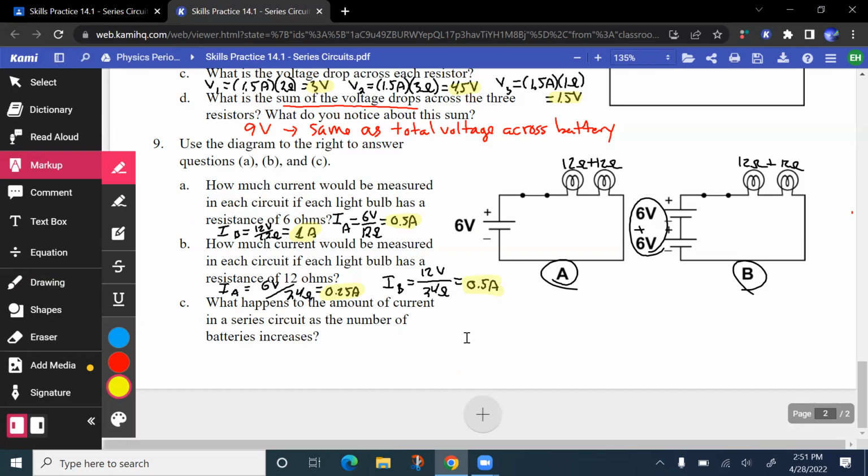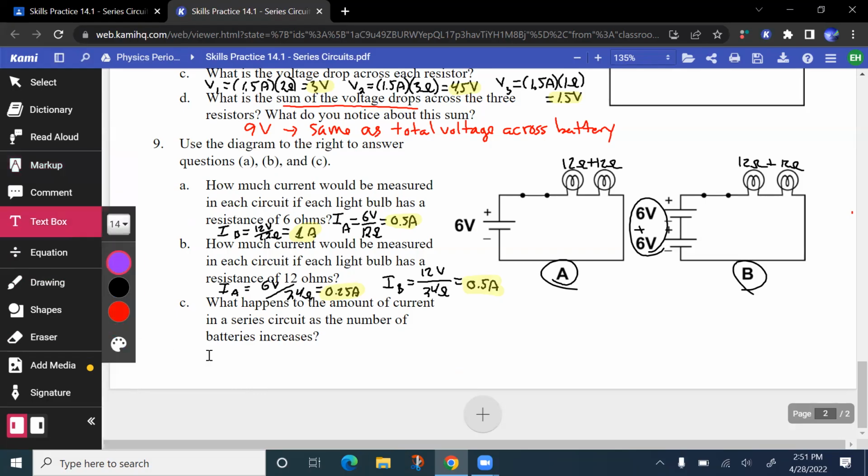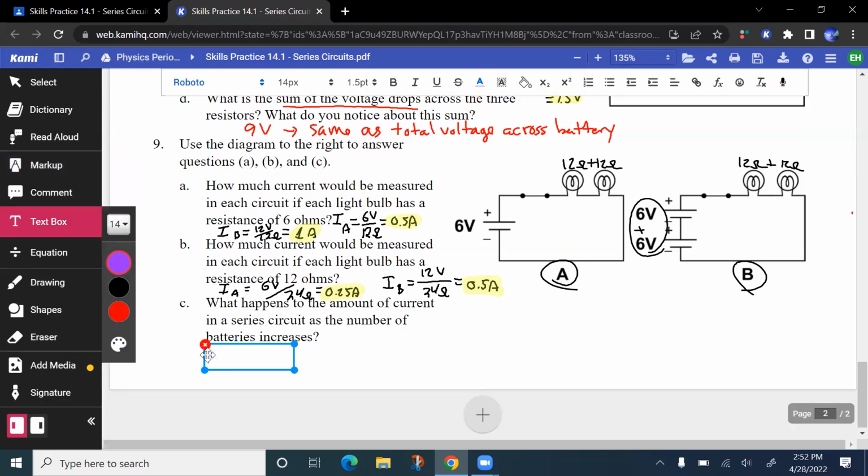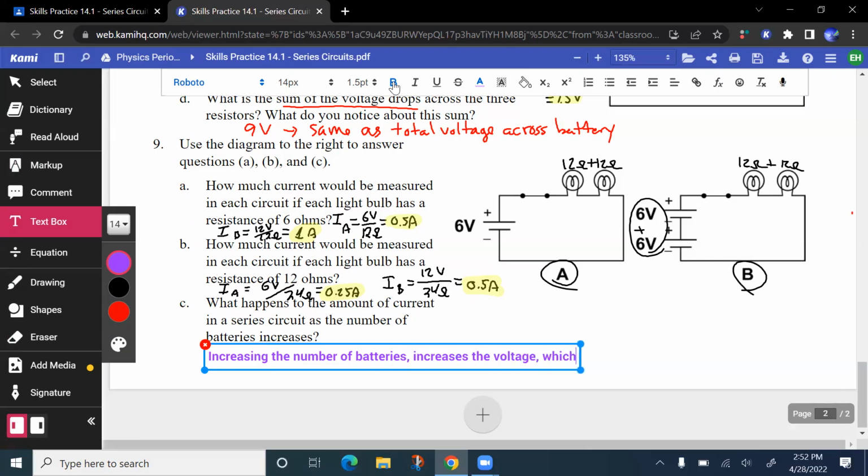Okay, so let's summarize that for part C. What happens to the amount of current in each circuit as the number of batteries increases? Well, increasing the number of batteries increases the voltage, which increases the current in each circuit.